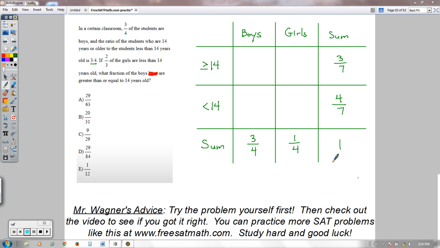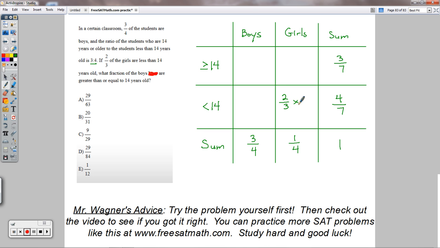And it also says 2/3 of the girls are less than 14 years old, so we can assume that that is true. So we have 2/3 times the 1/4, the 1/4 of the students in the classroom that are actually girls. That'd be going here. So that would mean we would have the other 1/3 of the girls, of the 1/4, going up there.